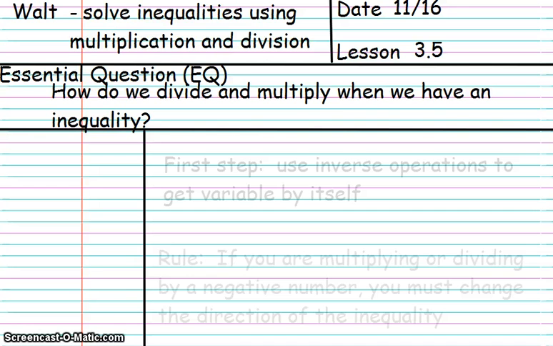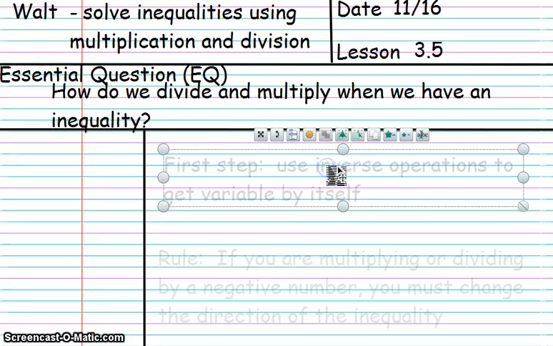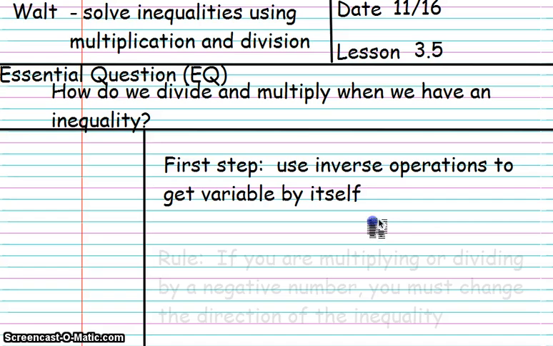And this is the final part of today's lesson. We're going to use multiplication and division in this part. So how do you divide and multiply when you have an inequality? What we do is first use inverse operations. So again, if there's an addition or subtraction, we're going to get rid of that first.